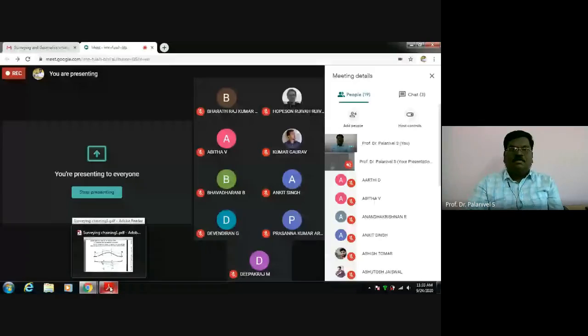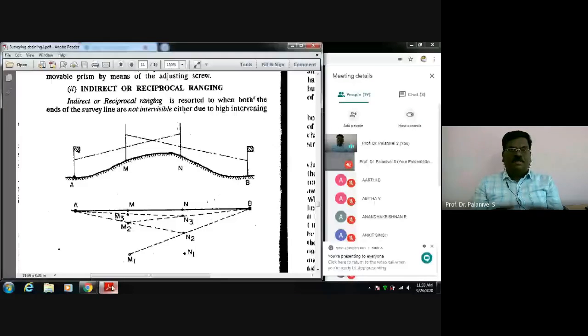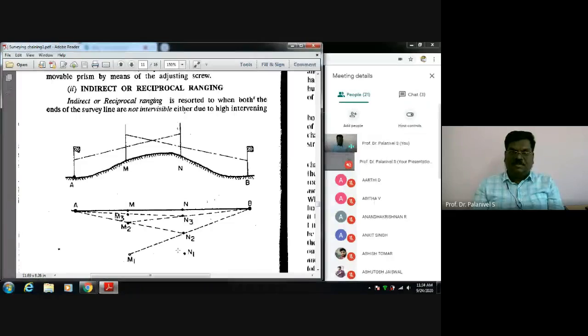Last class I stopped with indirect or reciprocal ranging. It was very interesting. I explained how you do indirect or reciprocal ranging when there is intervening ground between two stations and it is required to measure the distance between them. How do you do it? The two stations are not intervisible. How do you range such a survey line? We discussed it last class.